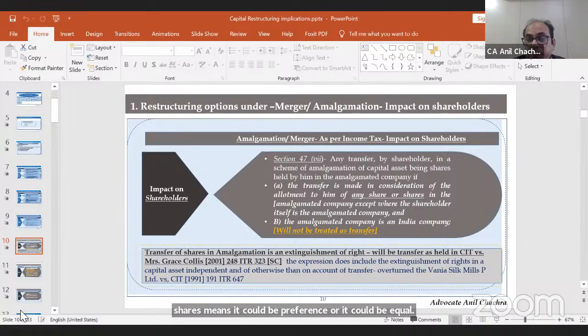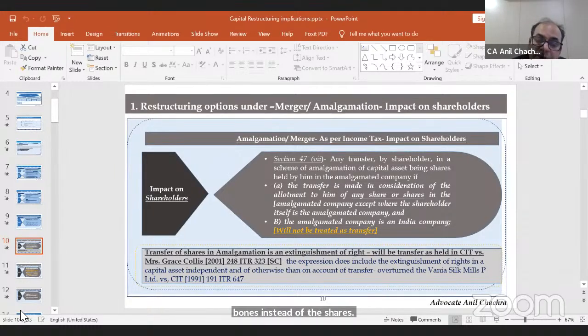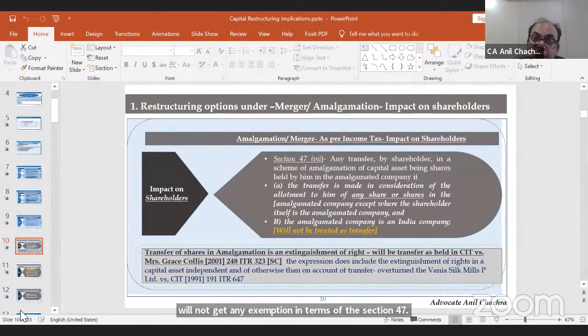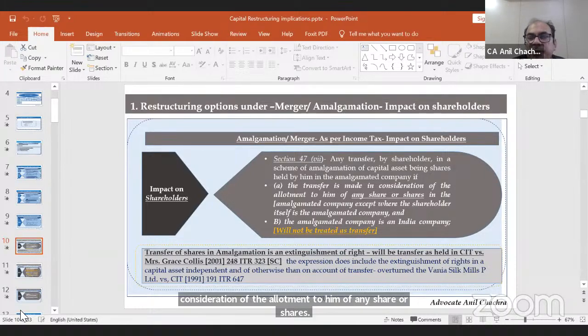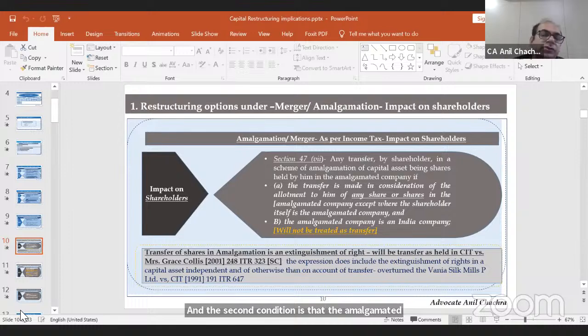If I am getting bonds instead of the shares, that means I will not get any exemption under section 47. It will be treated as a transfer, because the condition is that the transfer is made in consideration of the allotment to him of any share or shares. And the second condition is that the amalgamated company, meaning the transferee company, should be an Indian company. Then it will not be treated as a transfer.